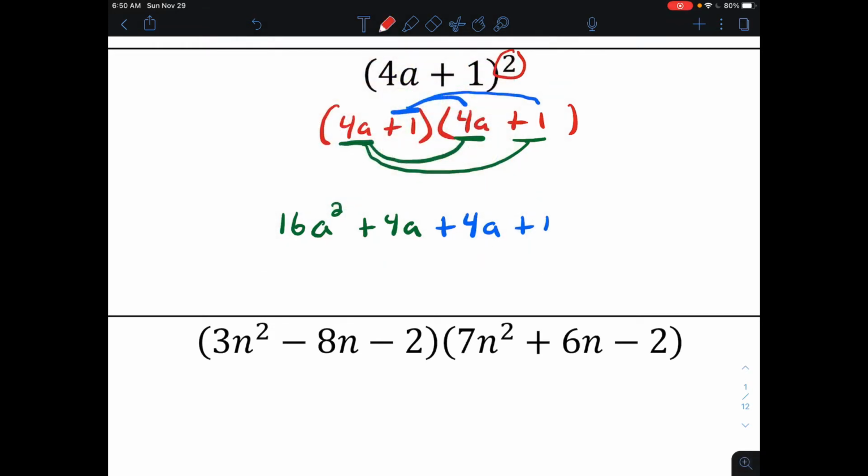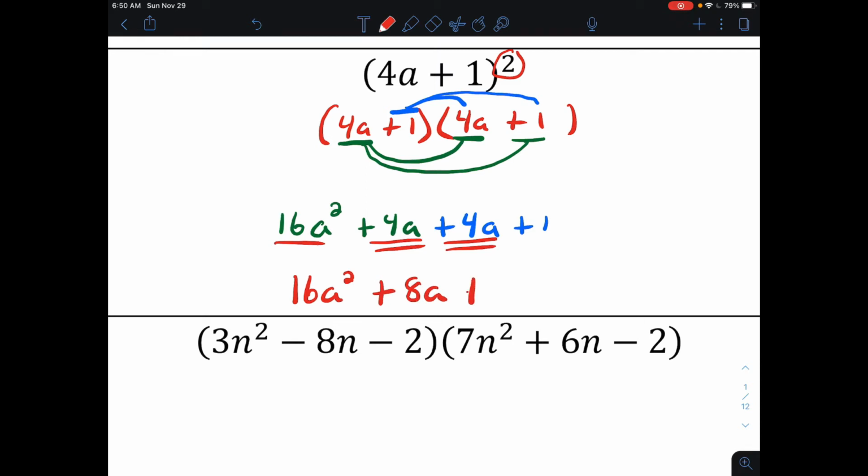Then we go and combine like terms. So there's nothing to put the a squareds with, so I just have 16a squareds. Positive 4a and positive 4a give me 8a. And then I have that 1 on the end, so plus 1. There's our expanded form for our answer.